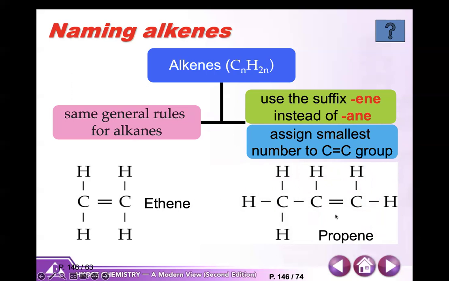Or the next one, propene. It is very obvious that it starts with 1, the first carbon, no matter whether we start from the left-hand side or the right-hand side. It is the first carbon that encounters the C=C double bond. As a result, we will not say prop-1-ene. Instead, it is propene.